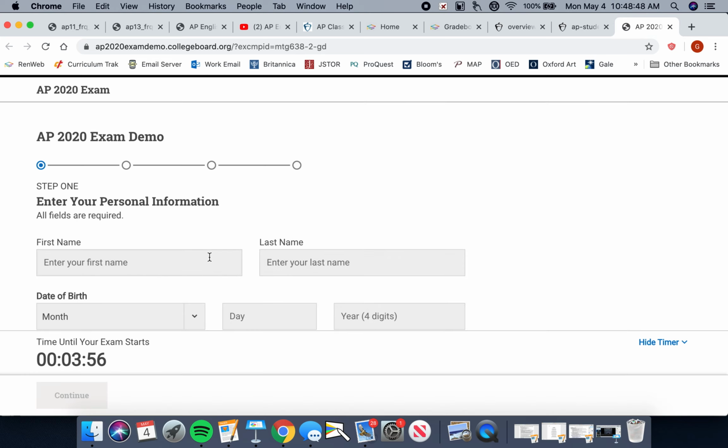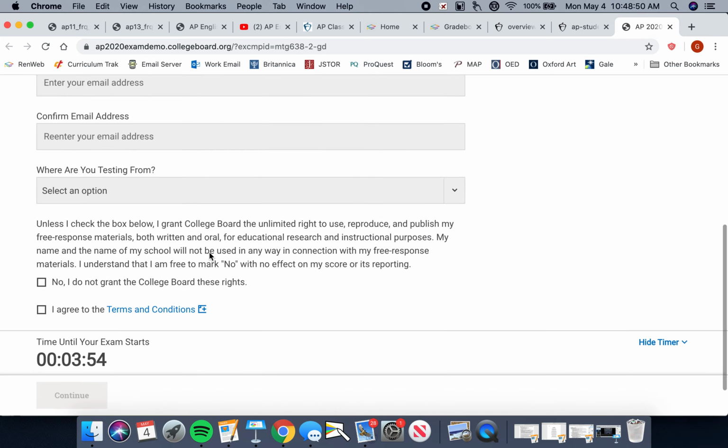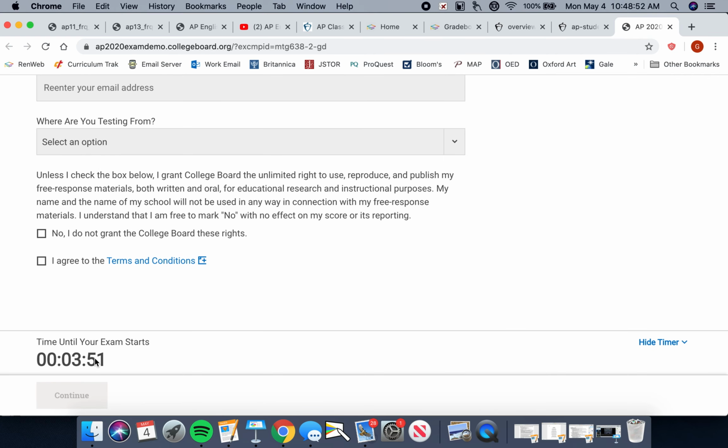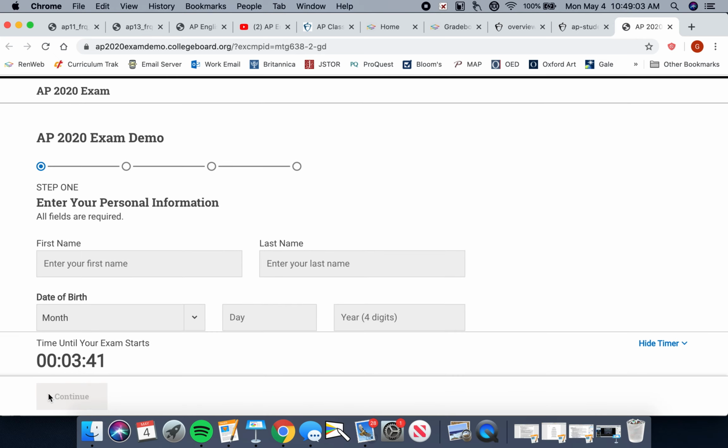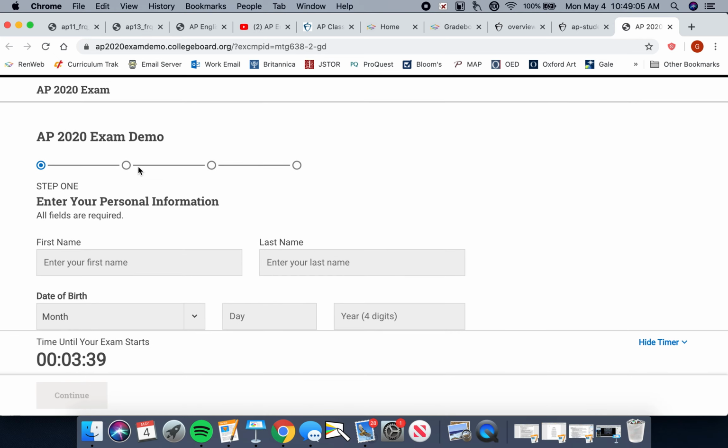pre-testing environment is going to look like, right? You're going to enter this personal information. It's got a countdown clock for you. You're going to agree to the terms and conditions after consulting your attorney. Just kidding, okay? You're going to agree to the terms and conditions. You're going to hit continue, all right? And then you're going to enter into the next phase of the exam, right?